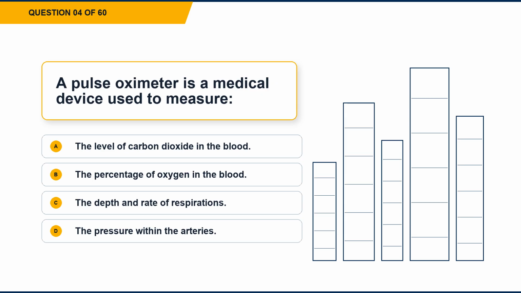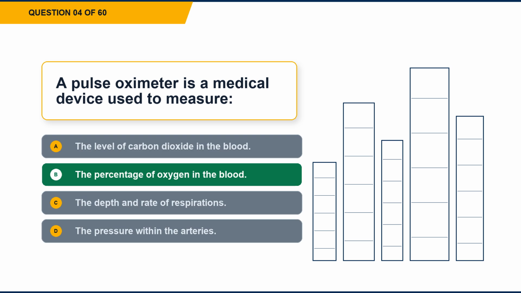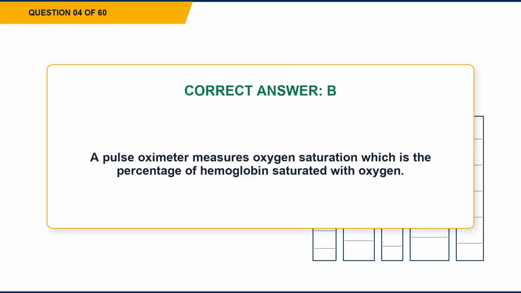Question 4. A pulse oximeter is a medical device used to measure: Option A, the level of carbon dioxide in the blood. Option B, the percentage of oxygen in the blood. Option C, the depth and rate of respirations. Option D, the pressure within the arteries. The correct answer is option B, the percentage of oxygen in the blood. Explanation: a pulse oximeter measures oxygen saturation, which is the percentage of hemoglobin saturated with oxygen.